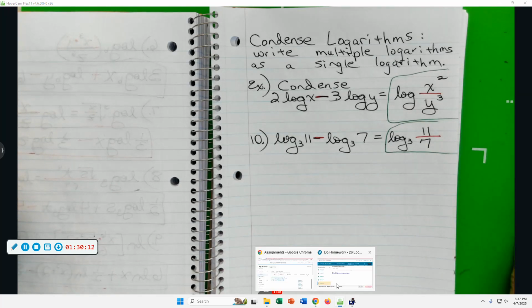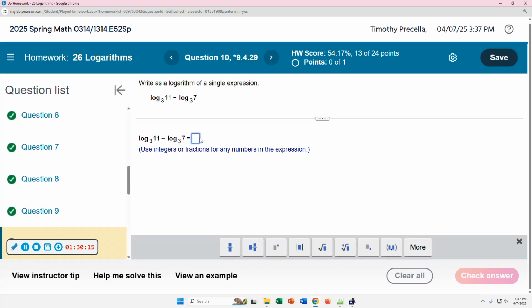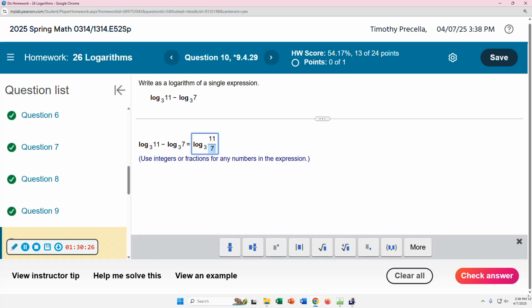So let me type that in. Oh, you're going to type in the answer? I'm going to type it in. Into the blue box. Yes. Log base 3, right arrow, 11 over 7.